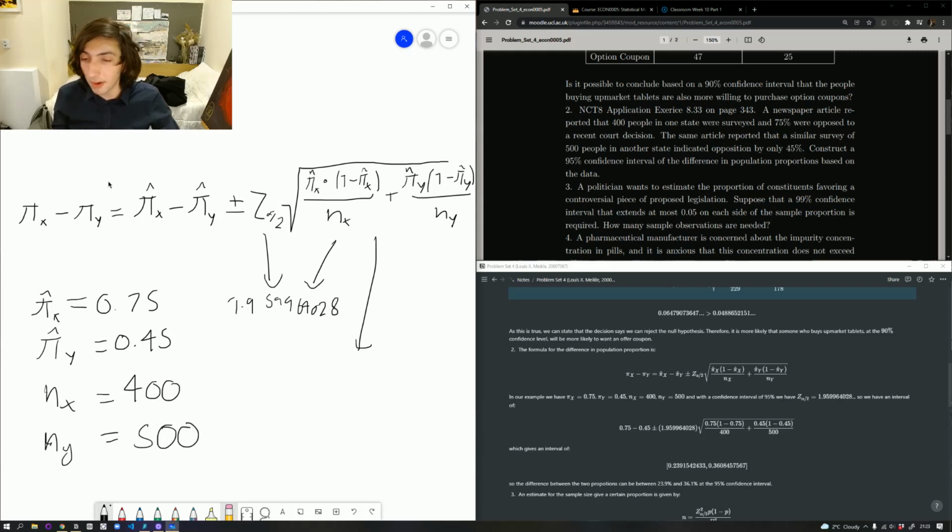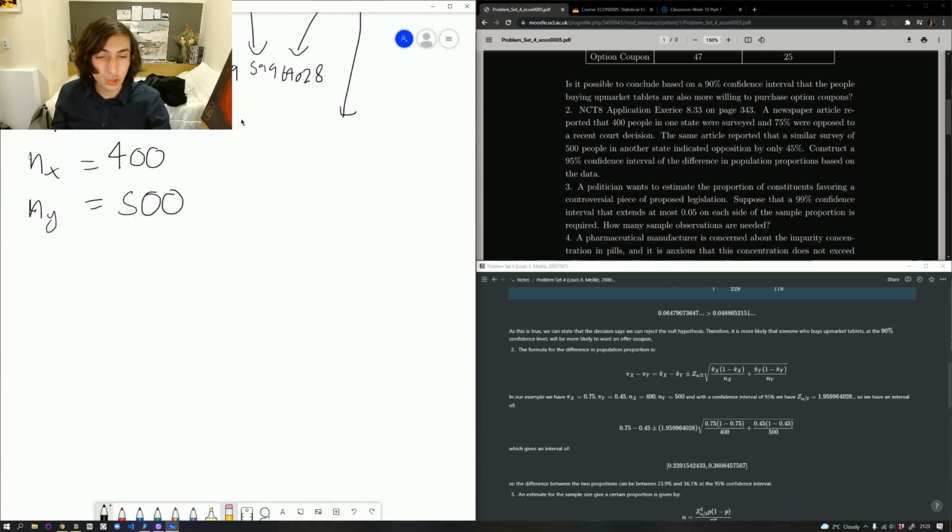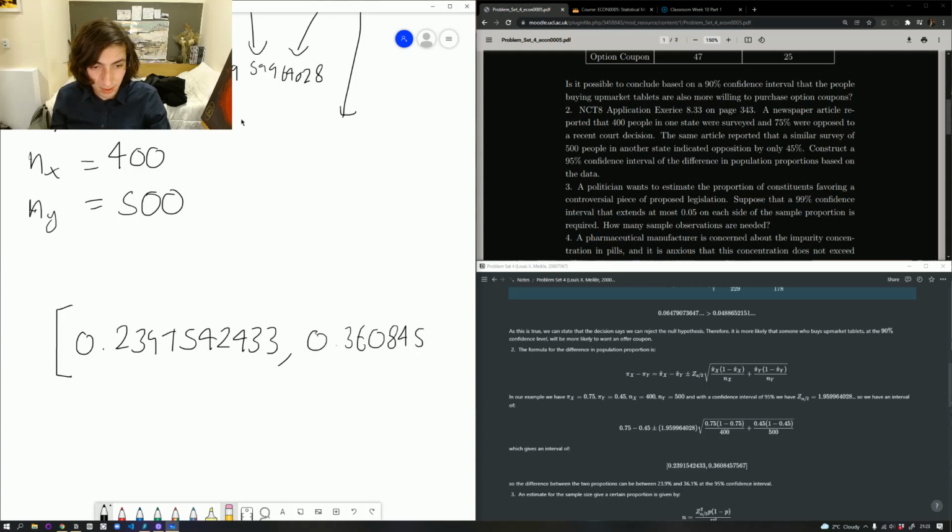If you do all this correct, then at the end, you should have an interval between 0.239154243 and 0.63608457567. So between, essentially, 23.9% and 36.1%. So remember, this is the gap. There's about this big of a gap between both population proportions.